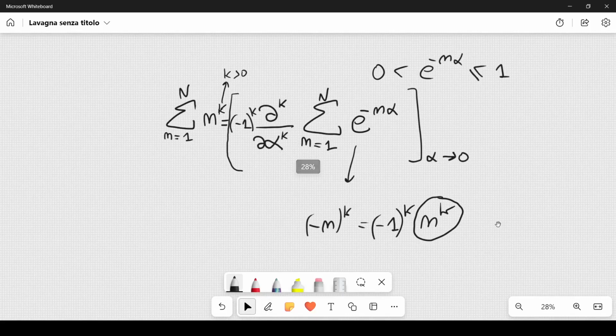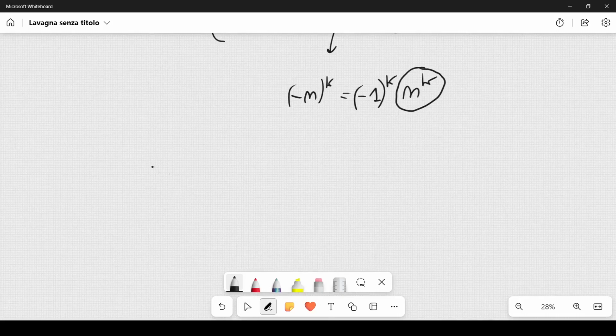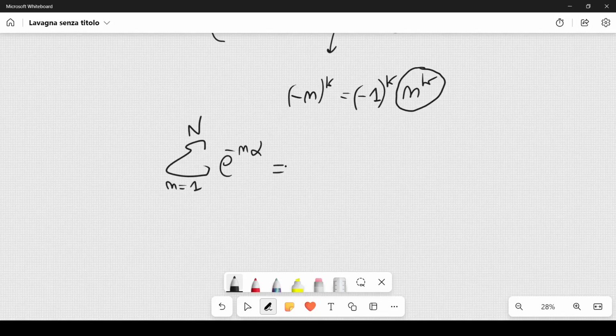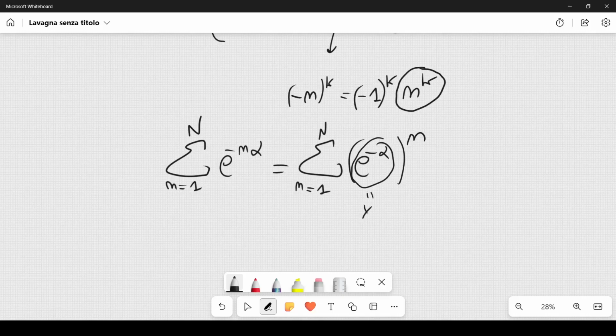Now let's focus on this summation here. We have the summation over n from 1 to capital N of e to the minus n alpha. This can also be written as the summation over n from 1 to capital N of e to the minus alpha, raised to the power n, and we can call e to the minus alpha just x for the sake of convenience.